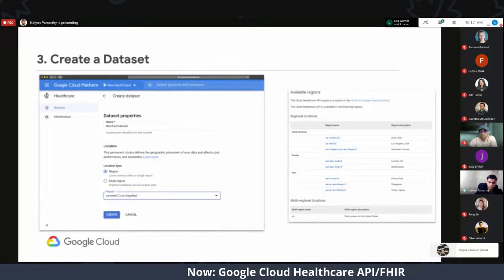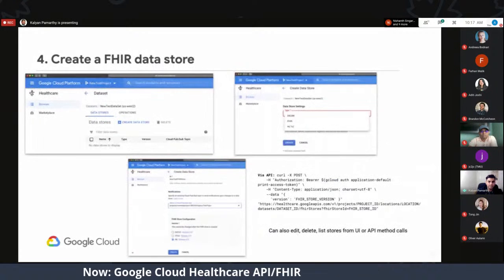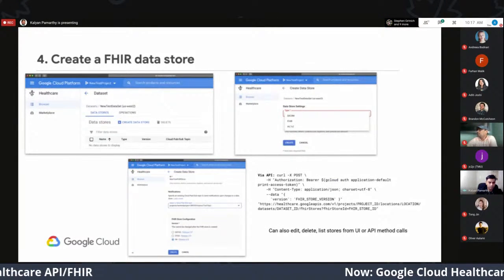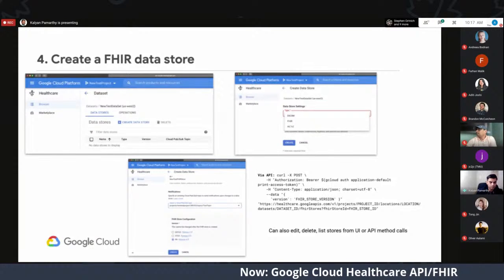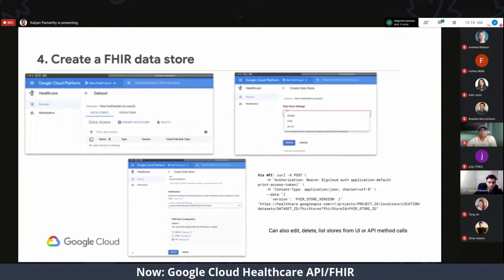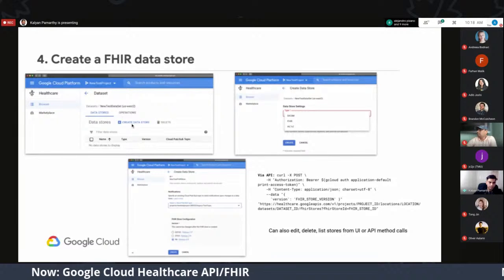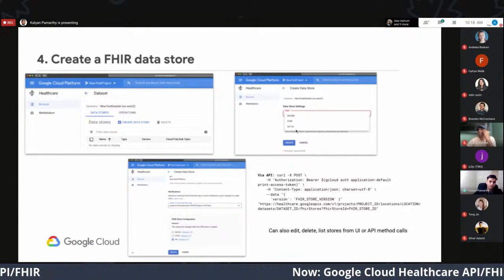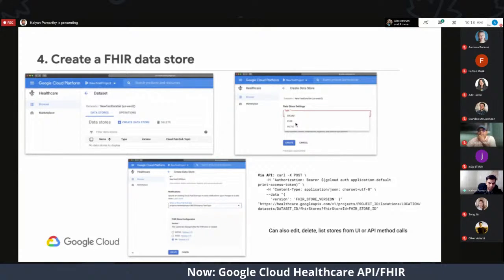Now, once you create a data set, pick a location, the final step is to create a FHIR data store. And this is when you start getting into the details of FHIR. So you'll notice you can click a Create New Data Store link here. You get to pick what kind of data store you want. So you can pick FHIR.